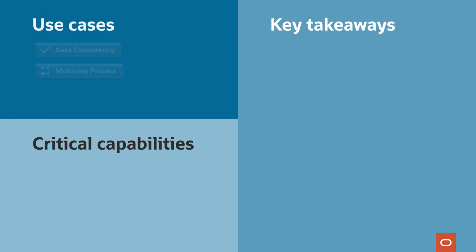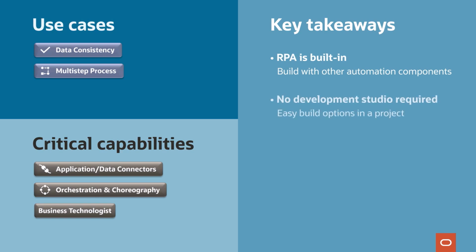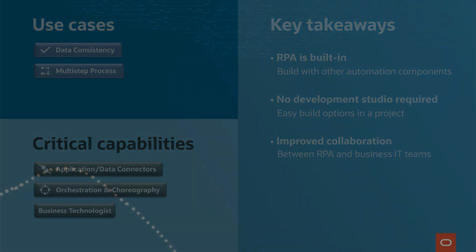We illustrated several use cases and critical capabilities. The key takeaways are that RPA is a built-in capability in an OIC project. You build robots in the OIC project browser interface without needing to install a specialized development studio. Finally, incorporating robots within a broader automation solution and providing simple tooling facilitates collaboration between teams.